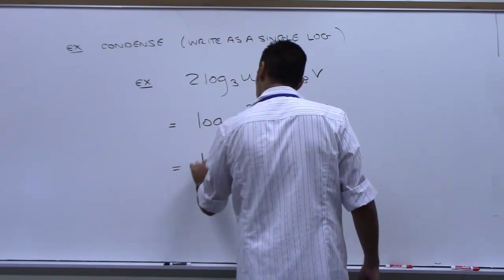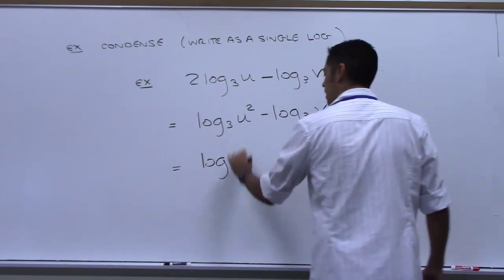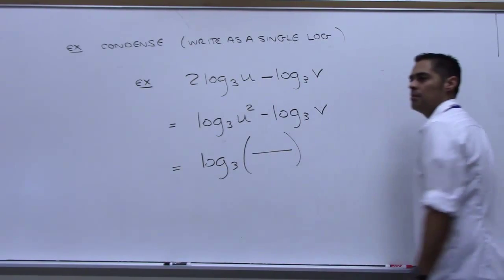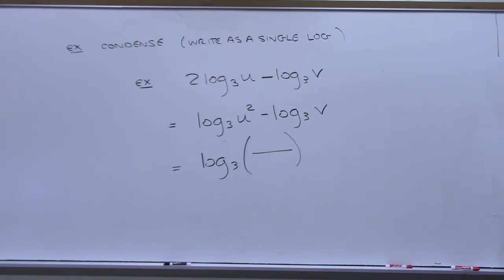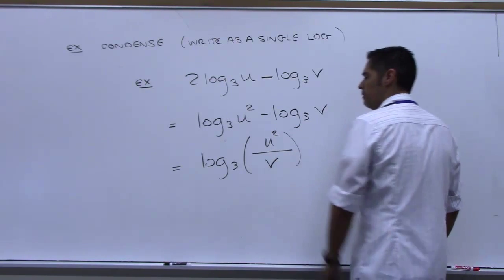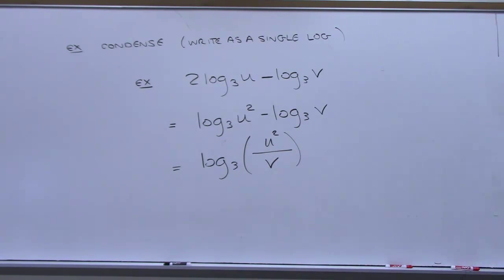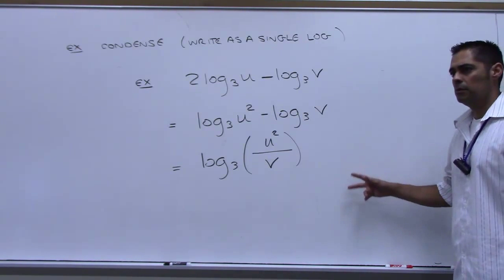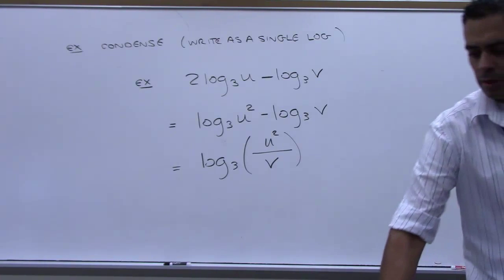So a single log, base 3, division inside because it was subtraction. What's on top? U squared. Bottom, V. That's it. You're done. Was that all right? Any questions, Jordan? You good?